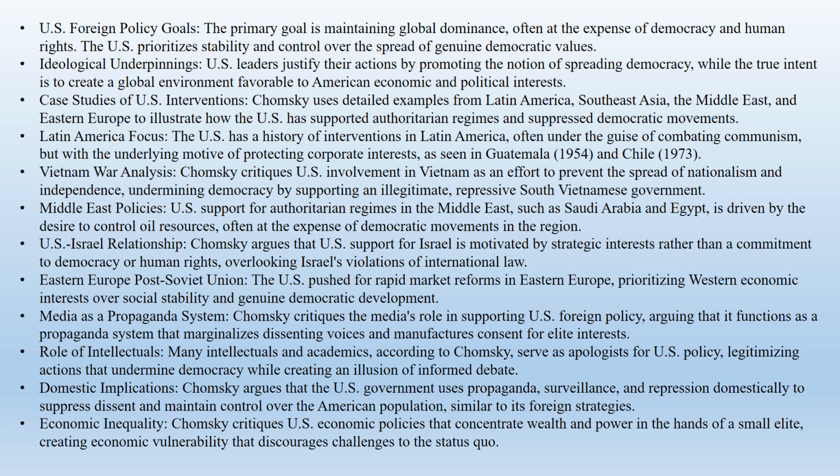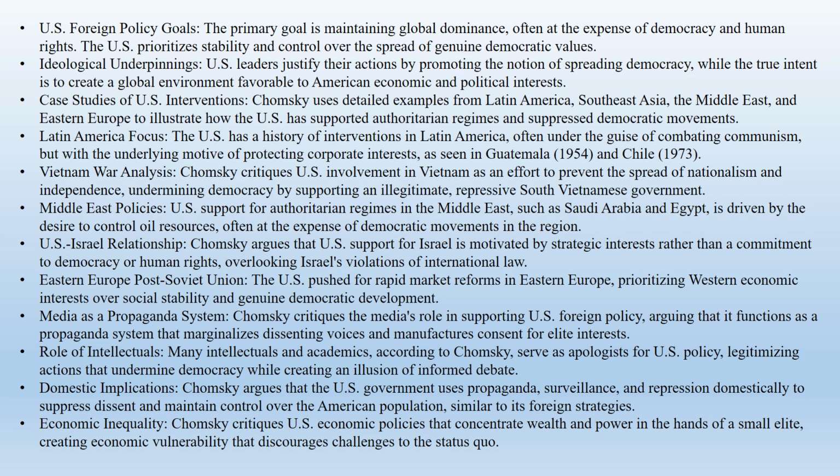Deterring Democracy is a scathing critique of U.S. foreign policy and the ways in which the United States has acted to suppress democracy and maintain its global dominance. Chomsky's analysis challenges the conventional narrative that the U.S. is a force for good in the world, showing instead how its actions have often undermined democratic movements and supported authoritarian regimes. The book also provides a critical examination of the role of the media and intellectuals in supporting U.S.